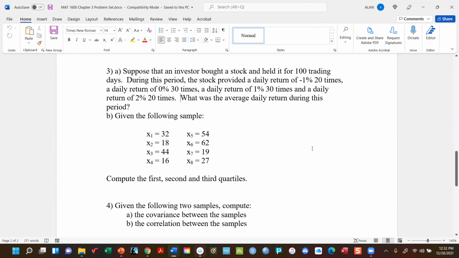Gotcha. So the percentages are the X's and the number of times are the weights. Yes. Those are the weights, right? And so if you plug those all in, you shouldn't have any trouble with it. Okay, great. Thank you so much.